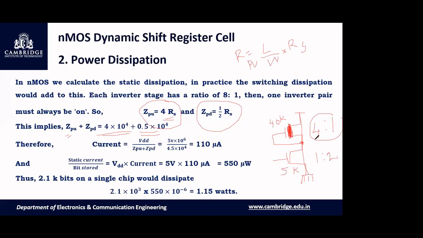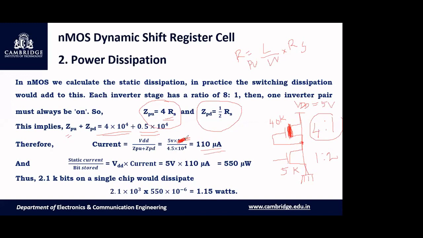Now current will be drawn from VDD to ground, and that current we will find. We'll take VDD as 5 volts. You know how to find current using Ohm's law: I is equal to V by R. V is 5 volts, divided by 45K. So you may get some 110 microampere.